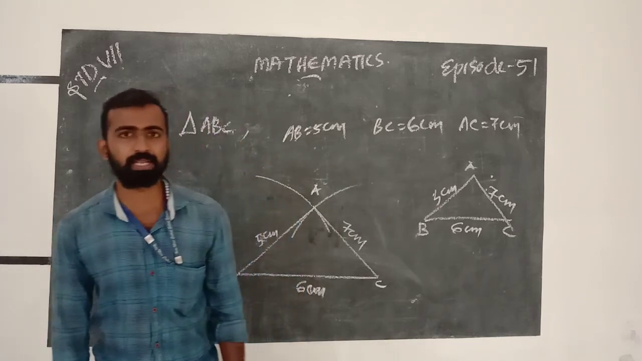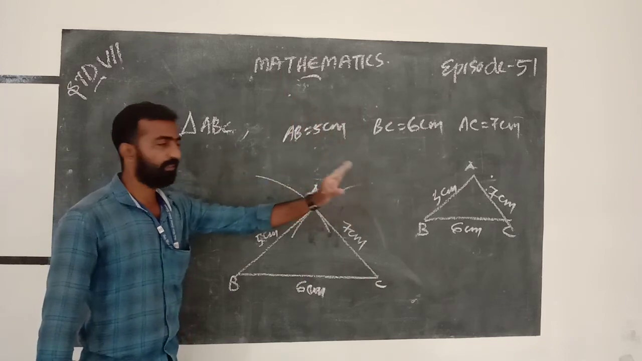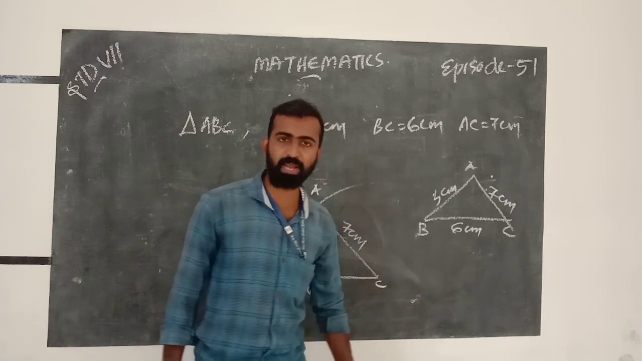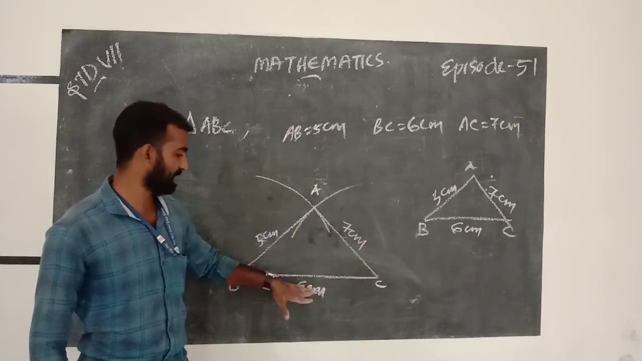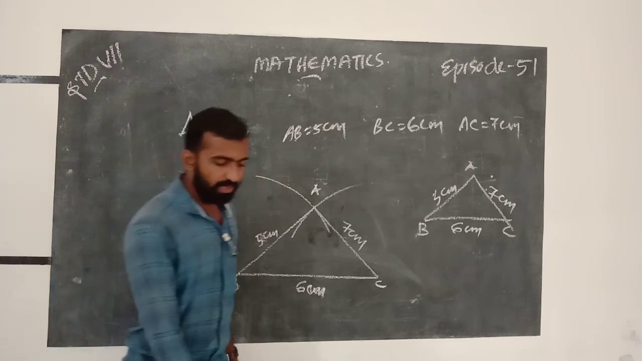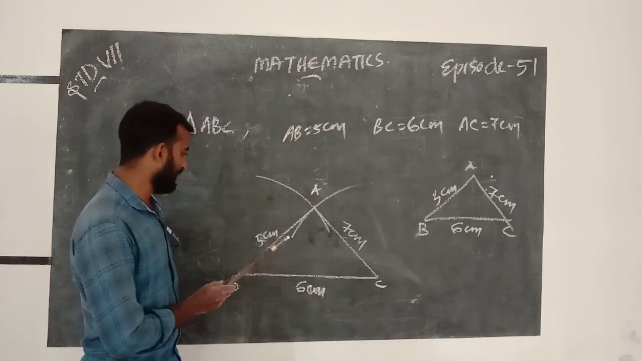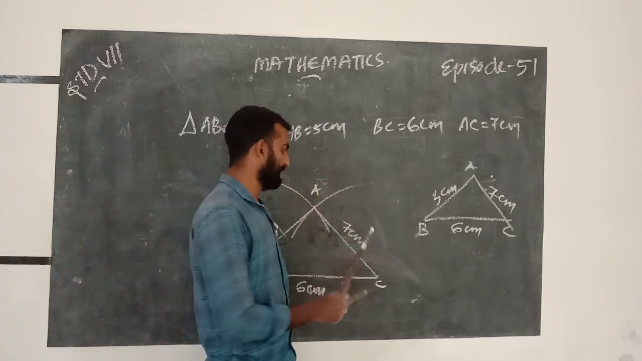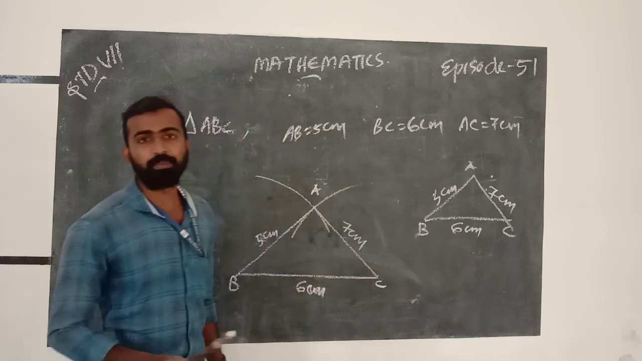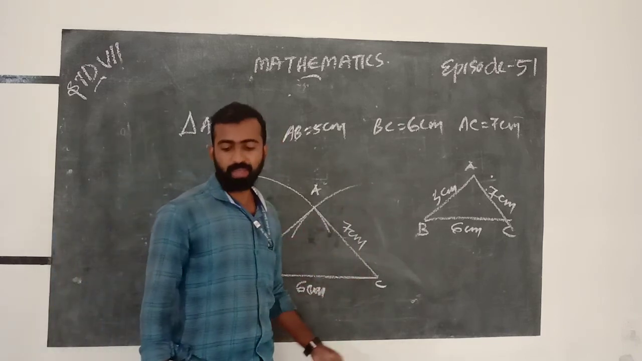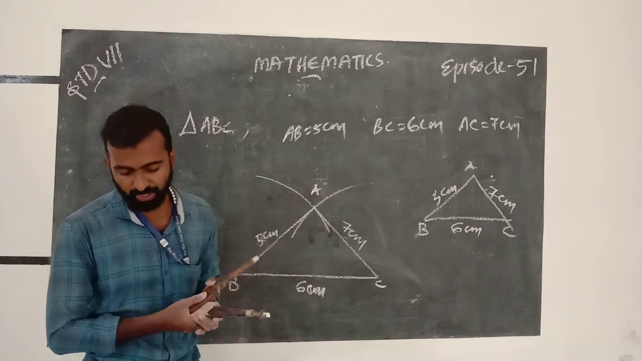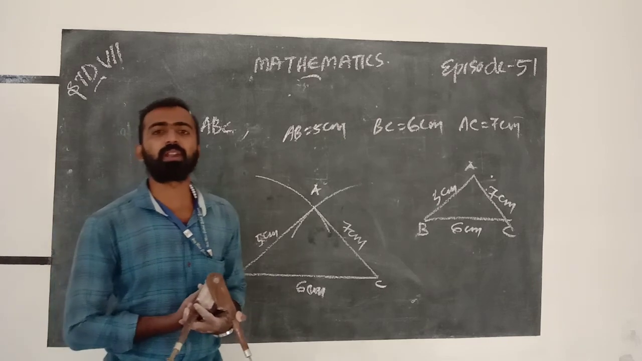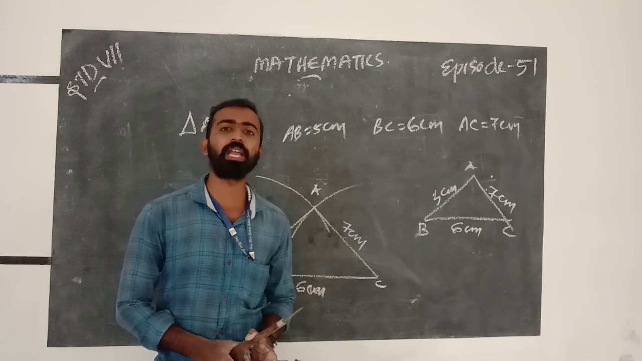Drawing a triangle with the 3 sides: first we draw a rough sketch, then follow it up. My rough sketch is here; BC is our base. First we draw BC of 6 centimeter, and next we take 5 centimeter in the compass, take B as the center and make an arc. Next, take 7 centimeter, take C as the center and make an arc. Then we join the intersection of the arcs. This is the procedure of 3-side triangle construction. Okay, is it clear?